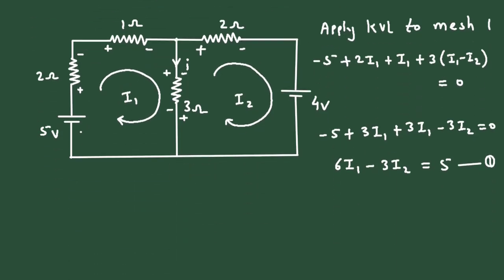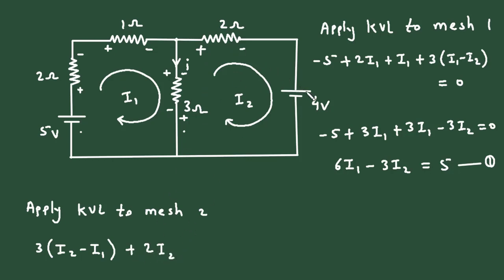Now next, apply KVL to mesh number 2. Let's say we are starting from this point, so it will be plus 3. Then here this 3 ohm is common in both mesh 2 and mesh 1. And this time we are solving for mesh number 2, so it will be I2 minus I1. So I2 minus I1, then plus 2I2, then plus 4 is equal to 0. Now let's simplify this.